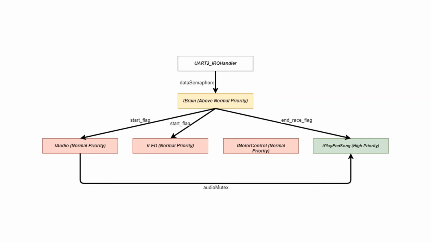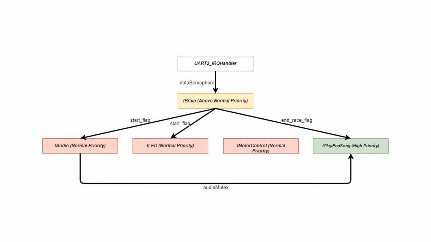After that, when the movement packet is sent, T-Brain will update the direction variable accordingly for motor control, and T-Motor will control the motors based on the direction variable. T-Motor Control, T-LED and T-Audio will operate in a round-robin schedule, and they have equal priority.